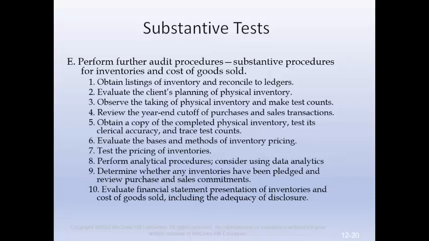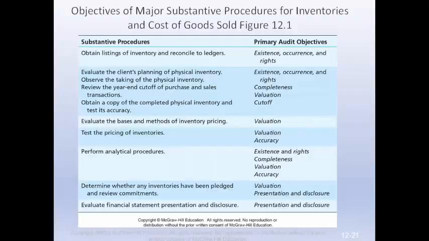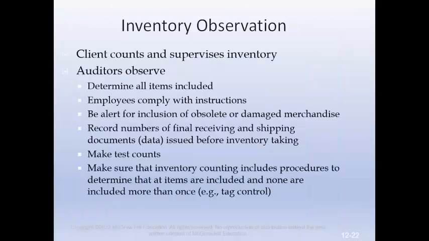The auditor will need to evaluate the basis and methods of the client for inventory pricing and test the pricing of inventories. The auditor should perform analytical procedures and determine whether any inventories have been pledged and review purchase and sales commitments. Last, the auditor will evaluate financial statement presentation of inventories and cost of goods sold, including the adequacy of disclosures. This slide lists the substantive procedures for inventory and cost of goods sold and the primary audit objectives and management assertions for each.